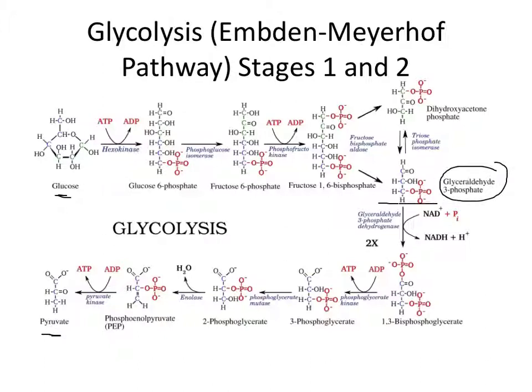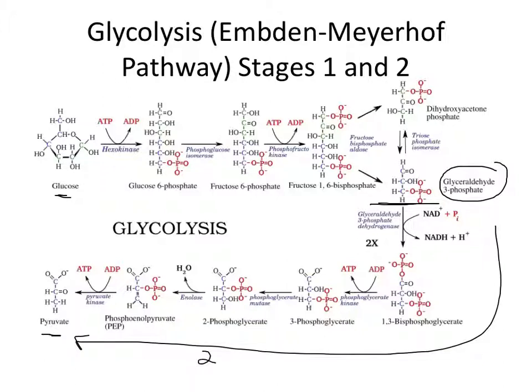So it would end over here. That would be stage 1. And then stage 2 would be everything that's happening down here. So this would be 2, this would be 1. Okay? So the stage 1 is also often called the preparatory reactions.